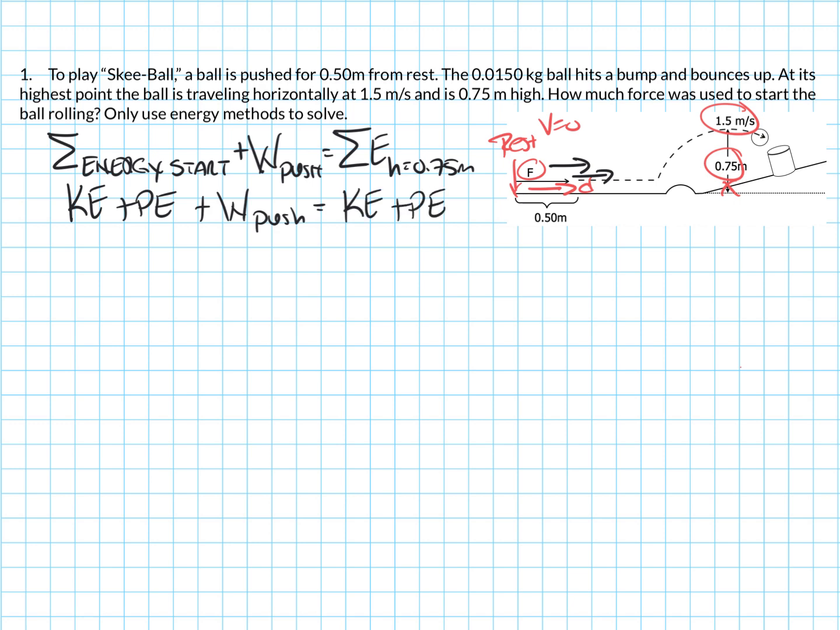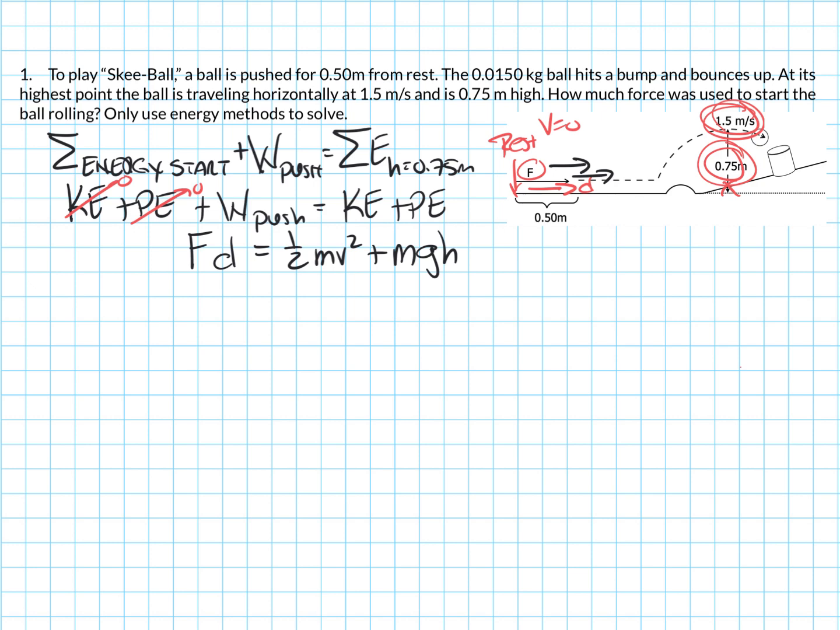So I'll go through my questions to figure out which of these energies I really have. At the start, is it moving? Well, it starts from rest, so that's going to be 0. Is it above the other location? No, it's not, so that's 0. On the right, is it moving? Yes, 1.5 meters per second. Does it have height? Yes, 0.75 meters. So now let's put in some more numbers. This means that force of the push times D is equal to 1/2 mv squared plus mgh.